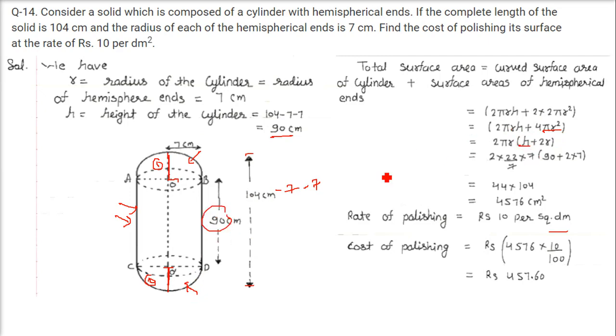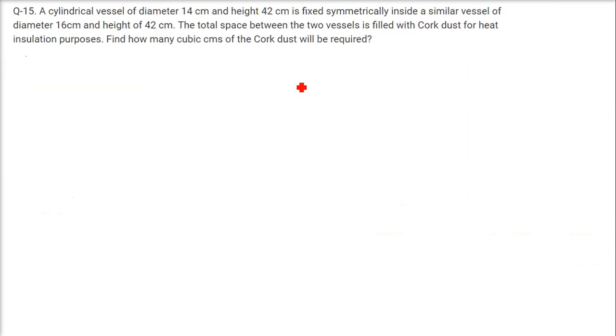Height is now 90 for the cylinder h, and radius is, of course, the same for both, so 7. So we just computed this, and this is 10 per decimeter square. You just have to convert it, because this is centimeter, so this 10 per decimeter square we have to convert into centimeter, so divide it by 100 and multiply it. It will be 457.60.